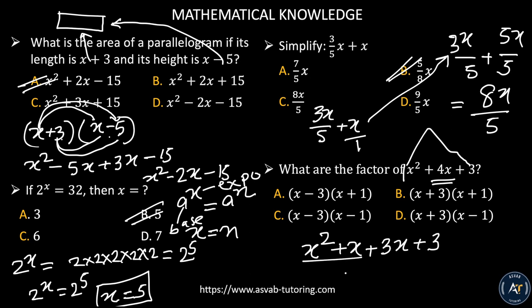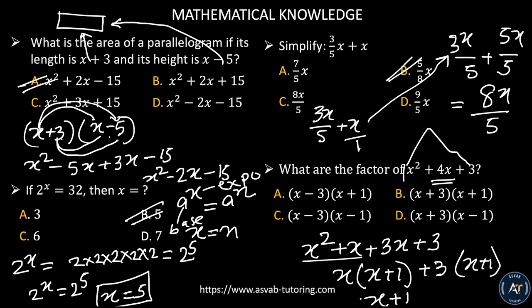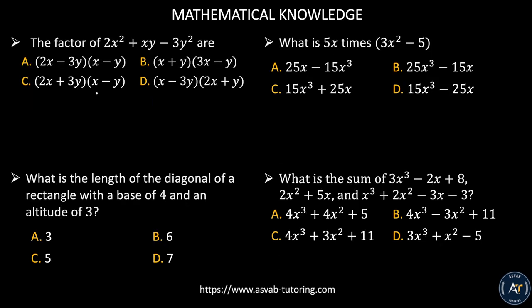Now take the common here. If you take x common, that gives you x plus 1. If you take 3 common, that gives you x plus 1. And then if you simplify, that gives you x plus 1 times x plus 3. So that is the correct answer, answer option letter B. So let's do the next problem.